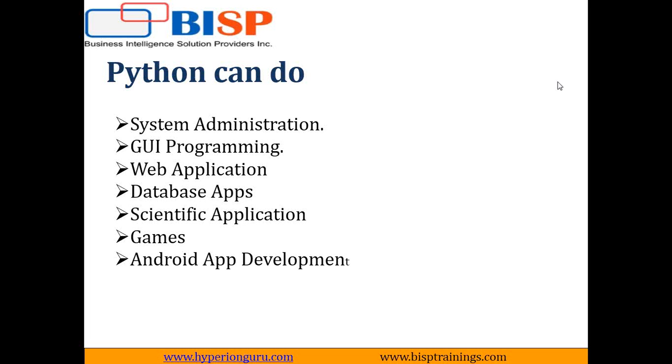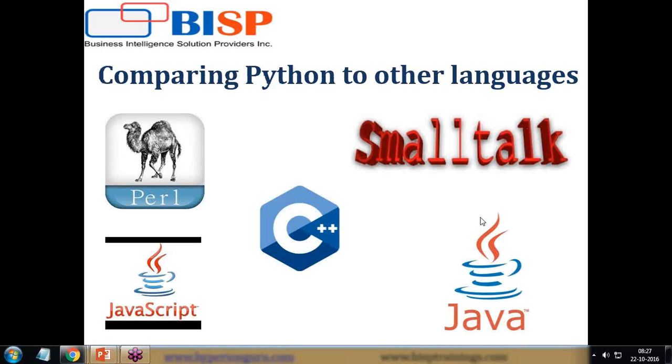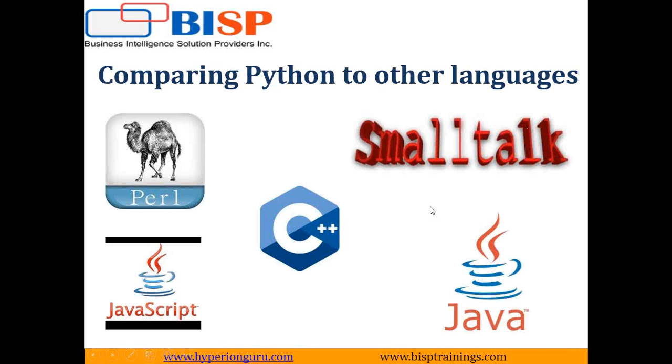Now, if we compare Python to other languages, like we have Perl, C++, JavaScript, Java, or Smalltalk, let's have a look. In comparing Python with C++, the functionality would be the same, but the implementation would be different. The major difference is the syntactical difference.